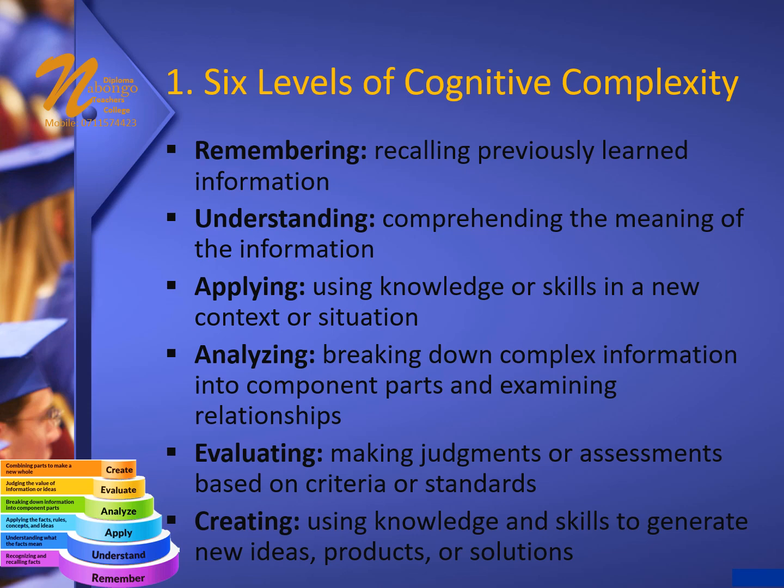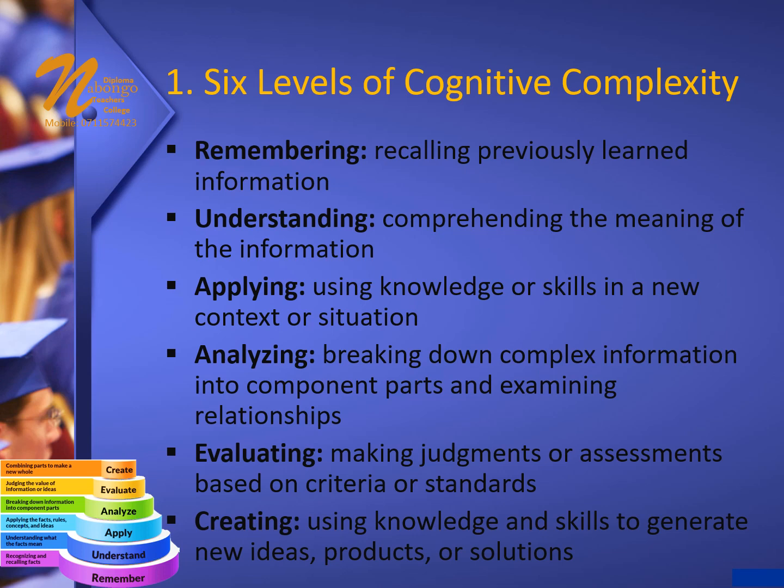Number 3. Applying. This level involves using knowledge or skills in a new context or situation, such as solving a problem or performing a task. Number 4. Analyzing. This level involves breaking down complex information into component parts and examining relationships between them, such as identifying cause and effect or drawing inferences.